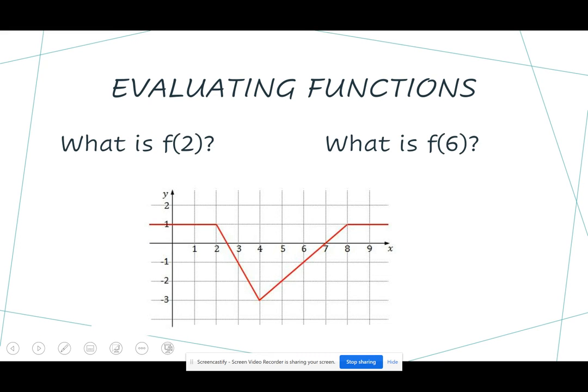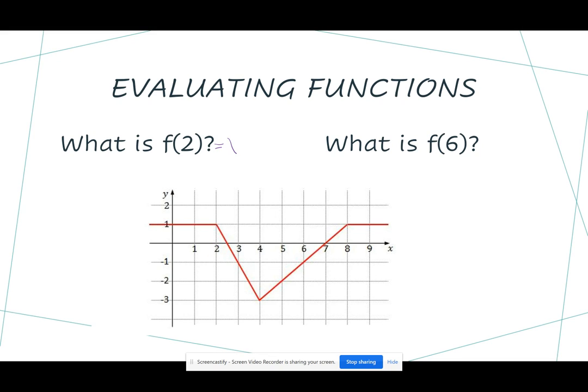Lastly, you can find these values by just looking at a graph too. So it might say, what is f of 2? And we have this graph down here. You're going to go to 2 on the x-axis and look up and down to see where it's at. The point is right here. So we look at its y value. So f of 2 equals 1.